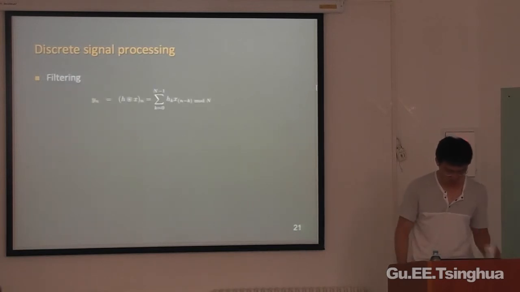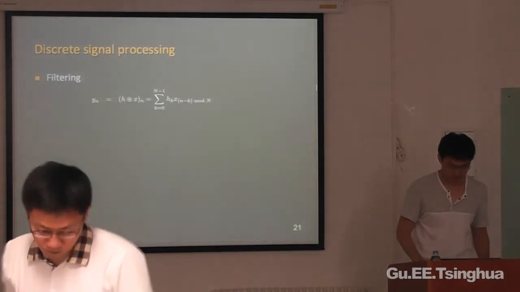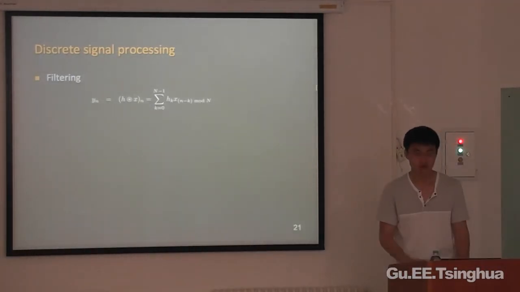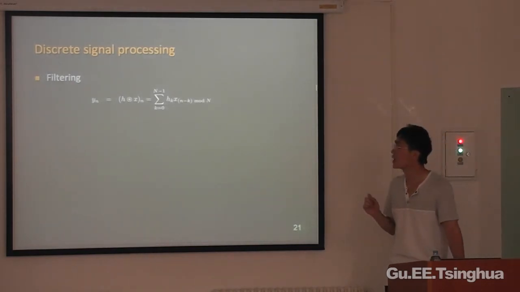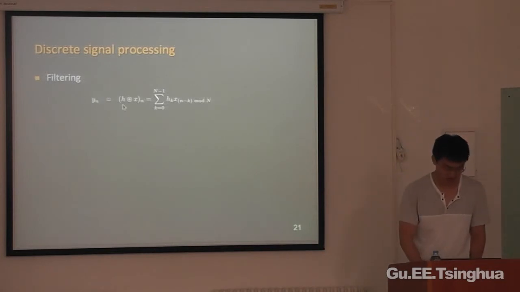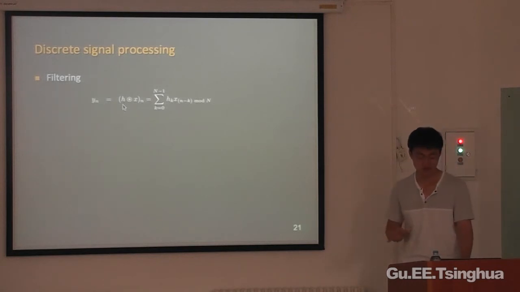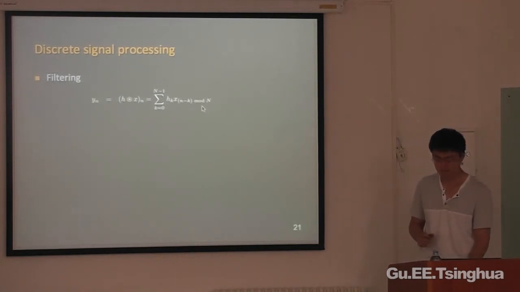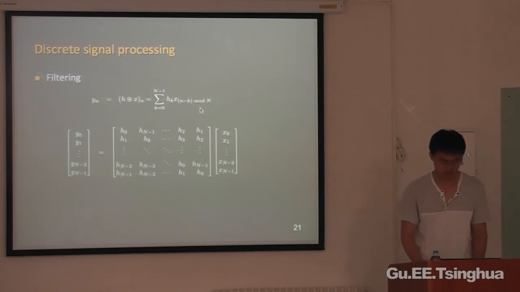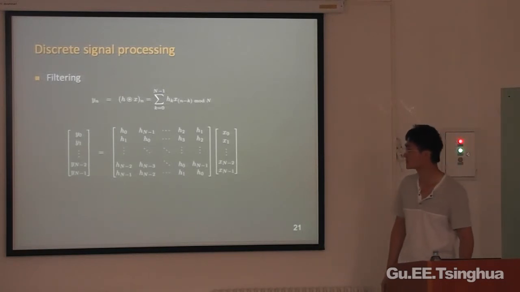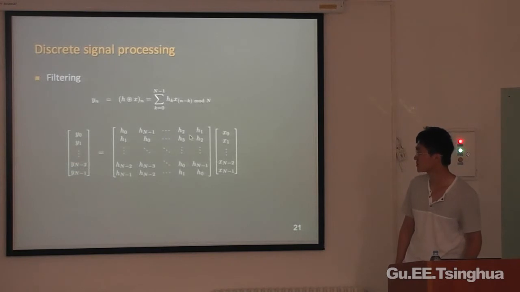So filtering. For a linear shift invariant system, we assume that the filtering is the operator H working on the signal. And because it's a finite time series, we should consider the boundary condition. So the mode here. And I think this formula is very familiar to you. But we can form it in a different way. We can represent it in a matrix form. So here is the Y matrix, and this is H, and this is X.